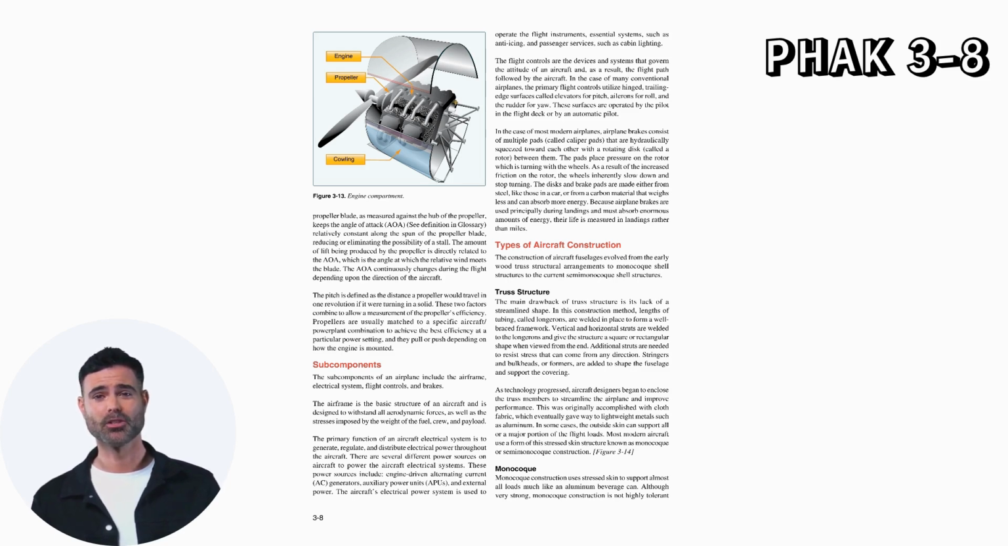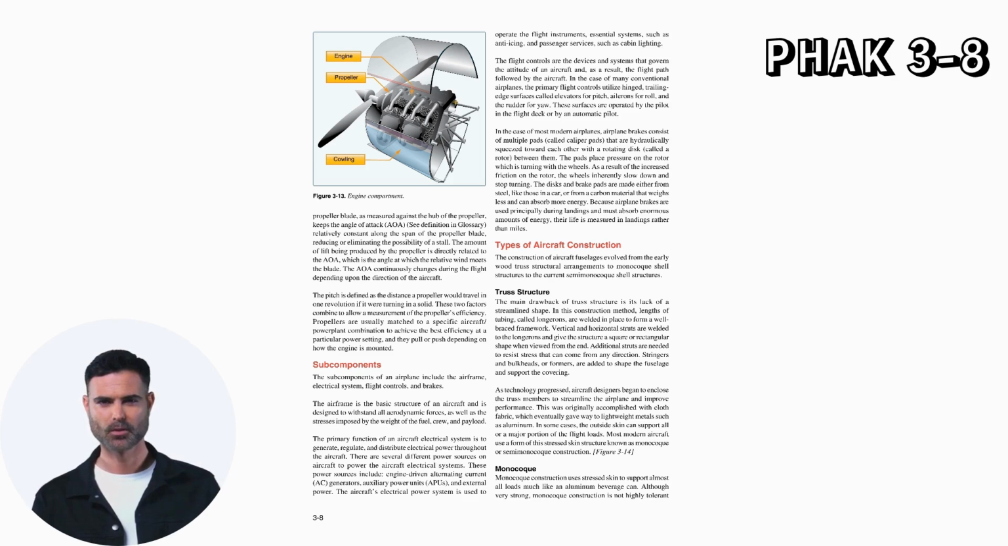In this construction method, lengths of tubing, called longerons, are welded in place to form a well-braced framework. Vertical and horizontal struts are welded to the longerons and give the structure a square or rectangular shape when viewed from the end. Additional struts are needed to resist stress that can come from any direction. Stringers and bulkheads, or formers, are added to shape the fuselage and support the covering.